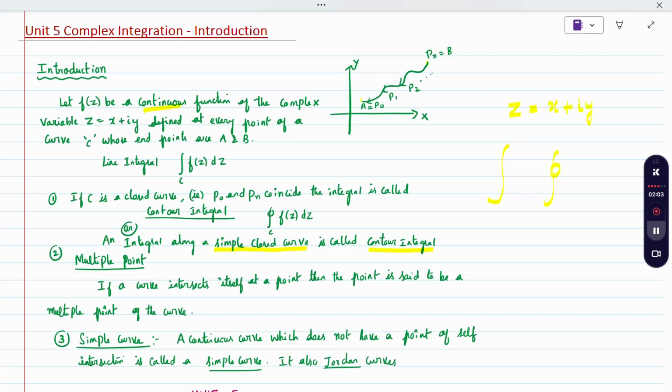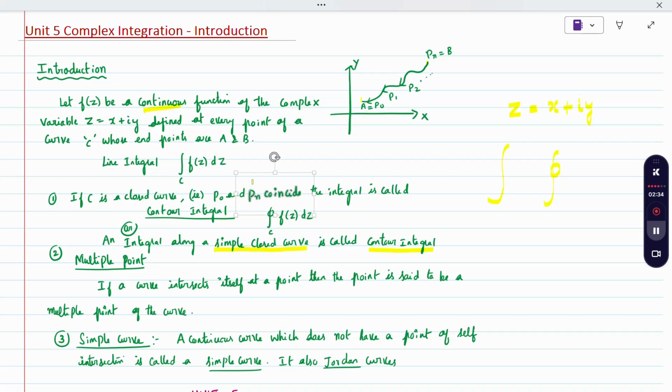Second is a multiple point. If the curve intersects itself at a point, going from one point to the same point again, it's called a multiple point of the curve. Third is a simple curve: a continuous curve which does not have a point of self-intersection, which will not have an intersection at all. Another name for it is a Jordan curve. So these are the basics of curves.